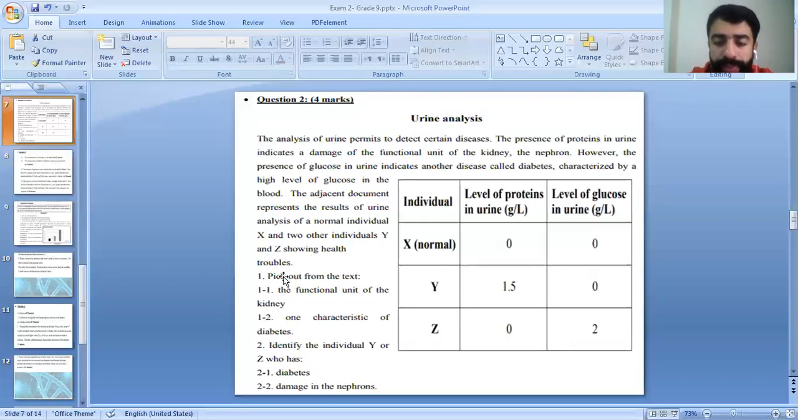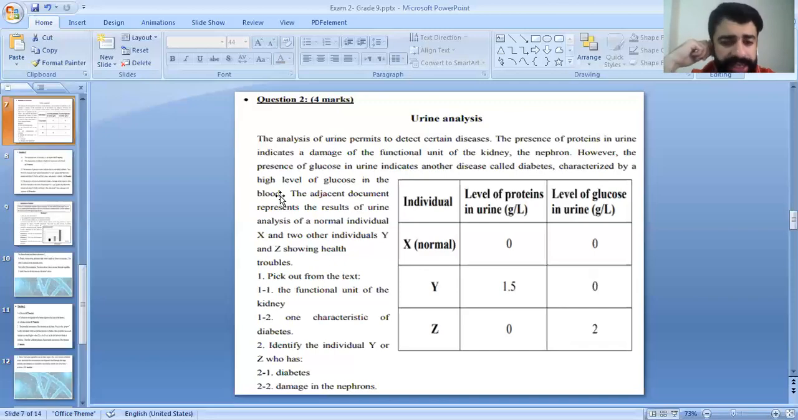Part 1, pick out from the text. So you have to use the text and not your acquired knowledge. The functional unit of the kidney is mentioned here, the damage of the functional unit of the kidney, which is the nephron. So simply you say the nephron. One characteristic of diabetes is that it is characterized by high level of glucose in the blood. These are the first 2 parts, they are picked out.